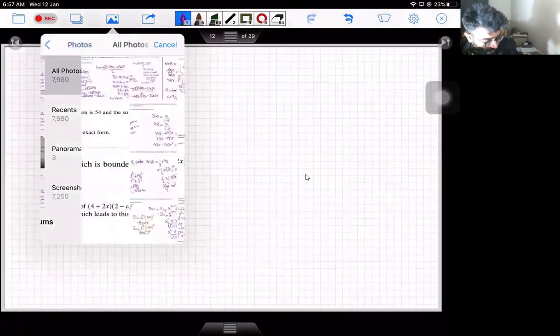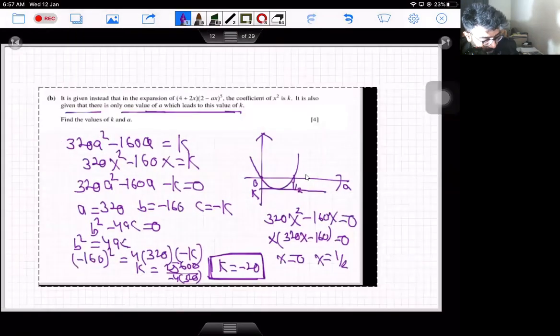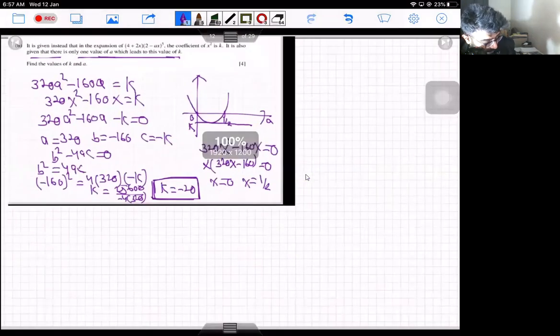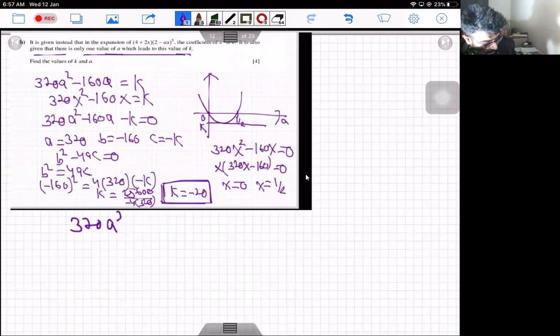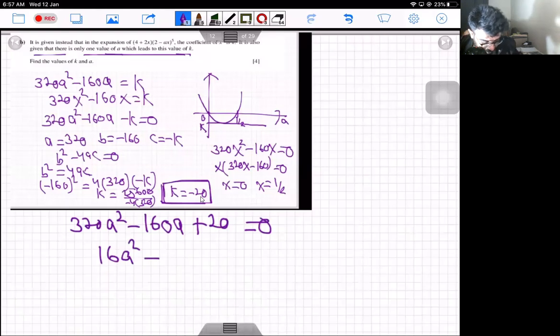So in order to find the value of a, you have obtained a quadratic equation in terms of a, right, which is 320a square minus 160a minus k is equal to 0. And since k is itself negative 20, so plus 20 is equals to 0. Okay, so all of these terms can be divided by 20. So simplify this equation: 16a square minus 8a plus 1 is equal to 0.